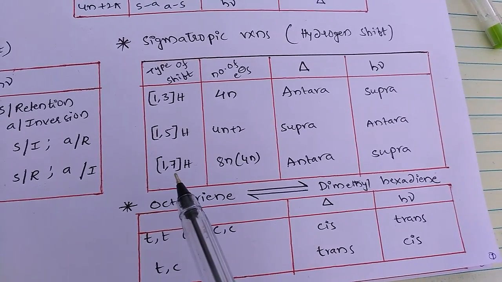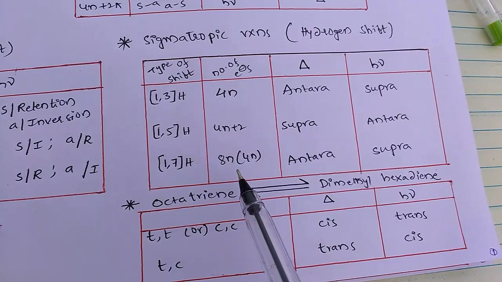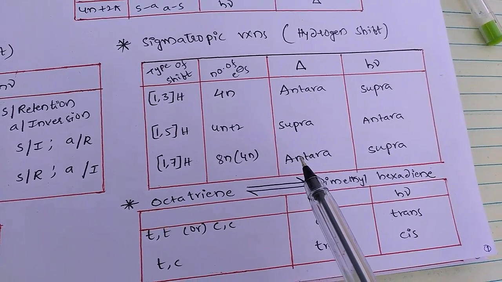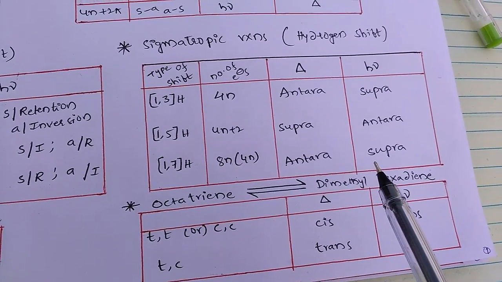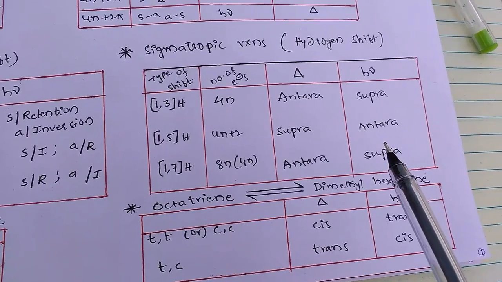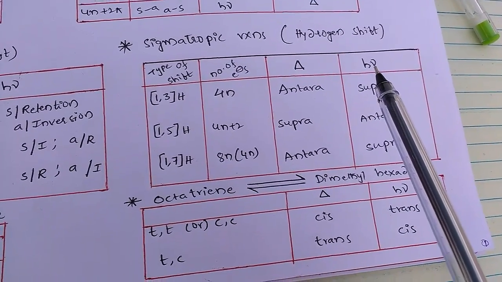And if you observe a 1,7 hydrogen shift, that equals an 8 pi electron system. On an antara shift of that hydrogen, it is thermally allowed, and on a supra shift of the hydrogen in a 1,7 hydrogen shift, that is photochemically allowed.